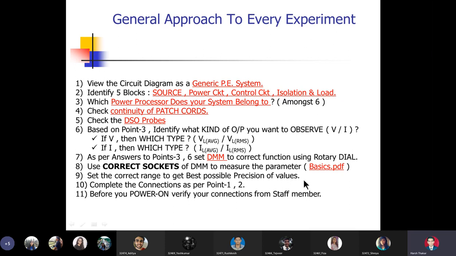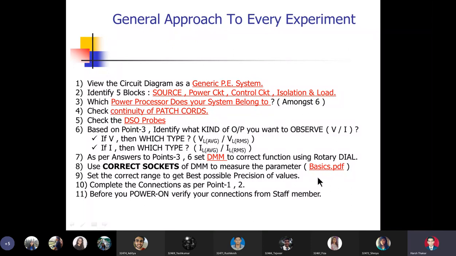much precision you want. That is why a student should know which are the correct sockets for measuring voltage, which are the correct sockets for measuring current, and how to shift the functionality from AC to DC voltage and vice versa, AC to DC current and vice versa, how to measure milliamperes of current, microamperes of current, or amperes of current. Everything should be crystal clear about how to use the instruments.